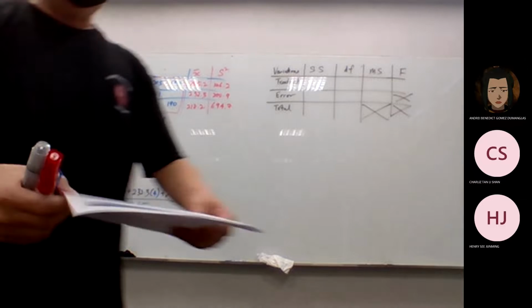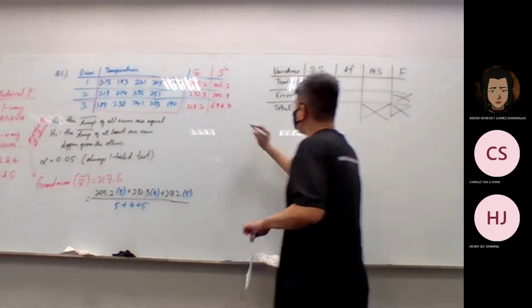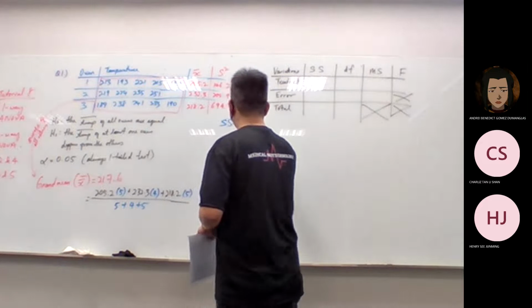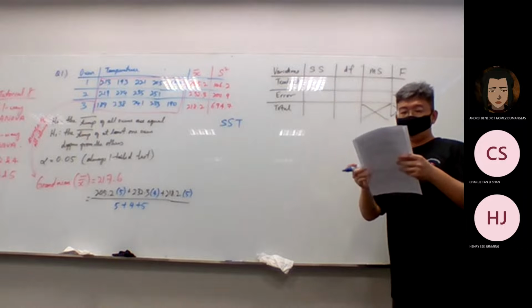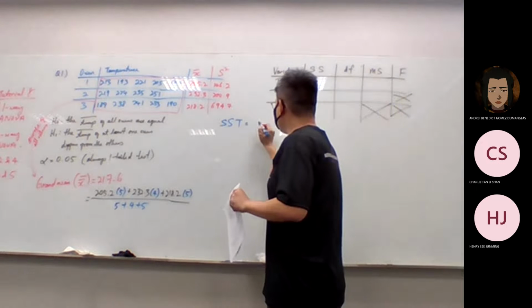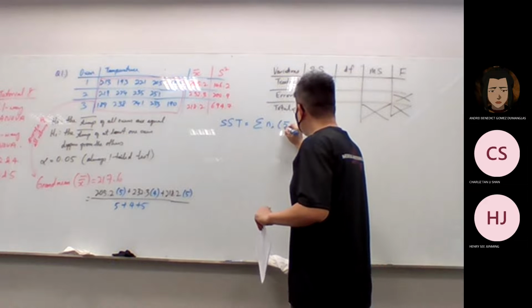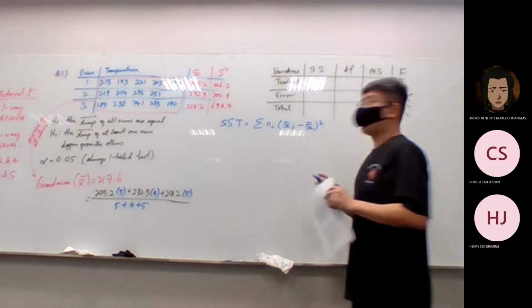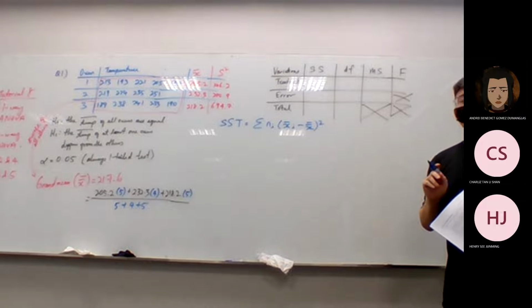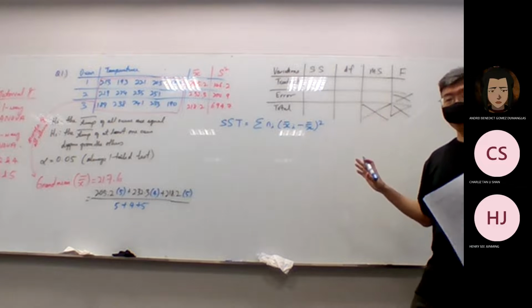Okay, so let's do the next one. We will find out what this number here is. The sum of square for treatment, the SST, which is this value here. Sum of square for treatment is essentially the summation of n times the mean of itself minus the grand mean, squared. So you take each number and multiply up.